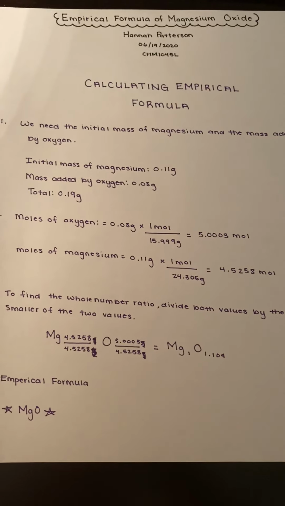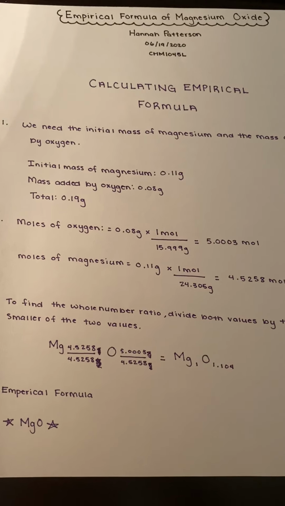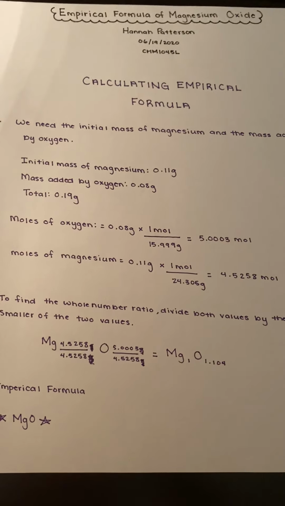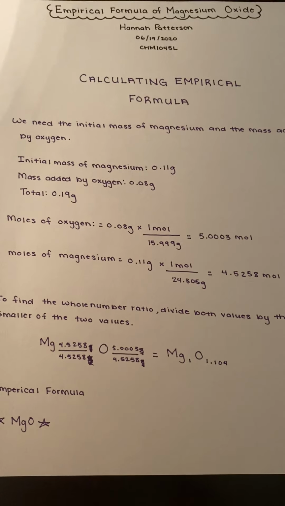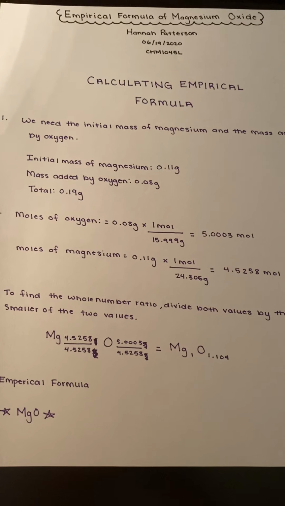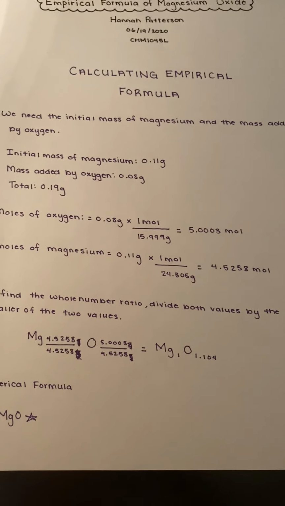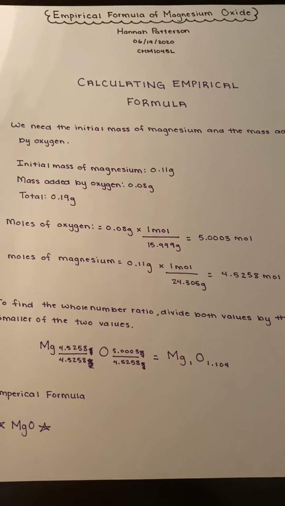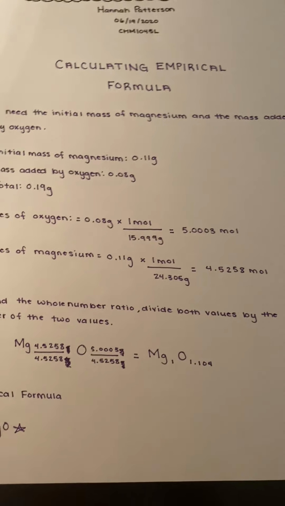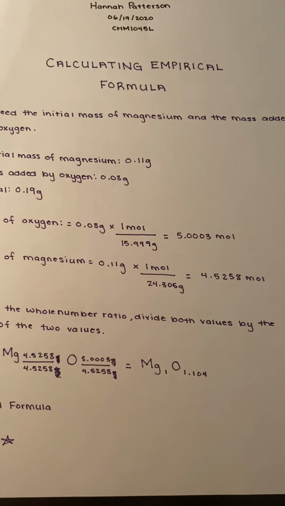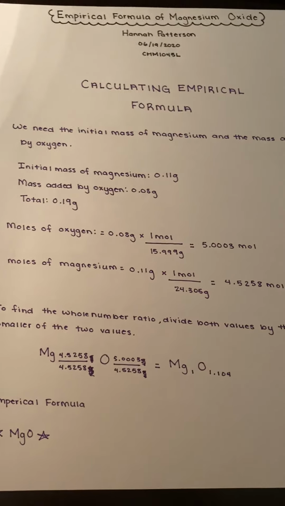So our moles of oxygen, we have 0.08 grams because that was our mass added by oxygen, times 1 mole divided by the atomic mass of oxygen, which is 15.999 grams. And then after you multiply those, 0.08 grams times 1 mole divided by 15.999 grams, we get 5.003 moles, and that takes us to our next step of finding our moles of magnesium.